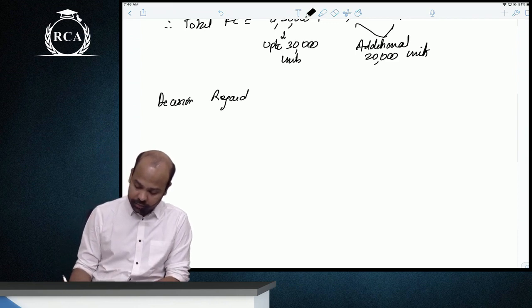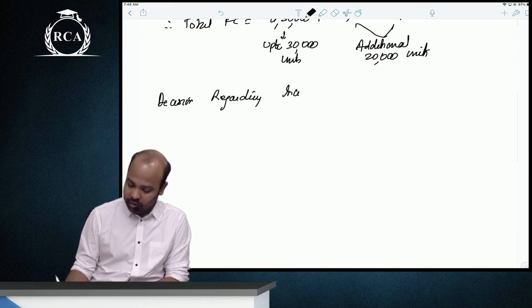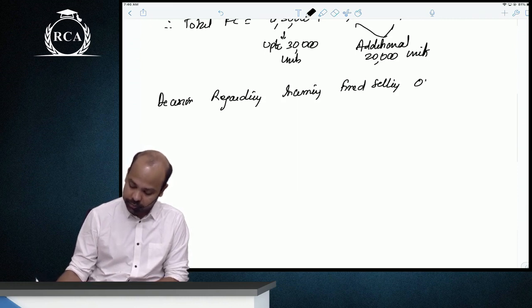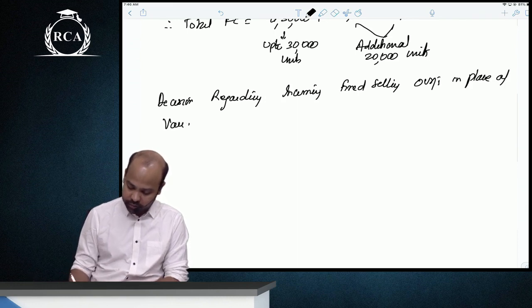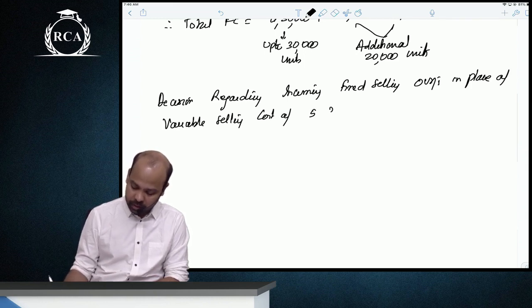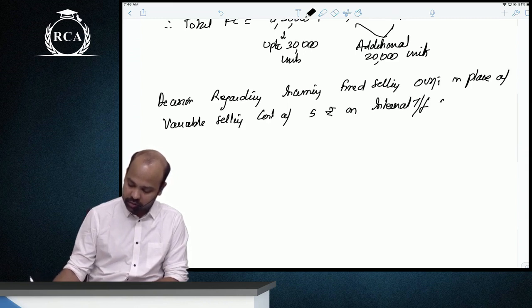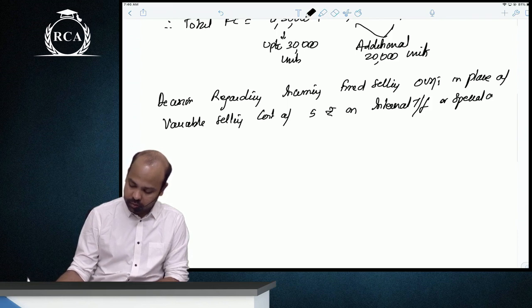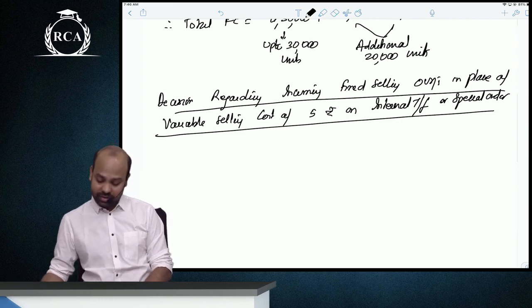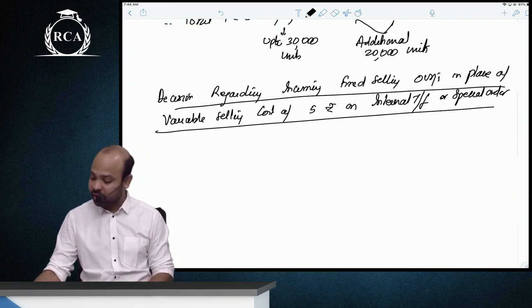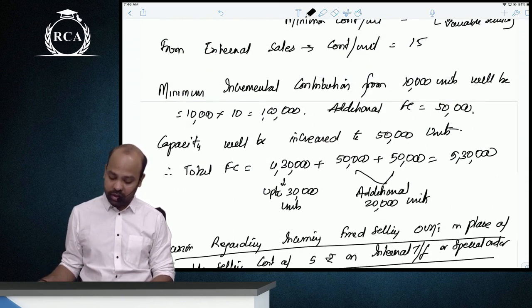Decision regarding incurring fixed selling overheads in place of variable selling cost of 5 rupees on internal transfers or special order. The next decision that we are going to take beta is this decision regarding incurring fixed selling overheads in place of variable selling cost beta of 5 rupees on internal transfers or special order.